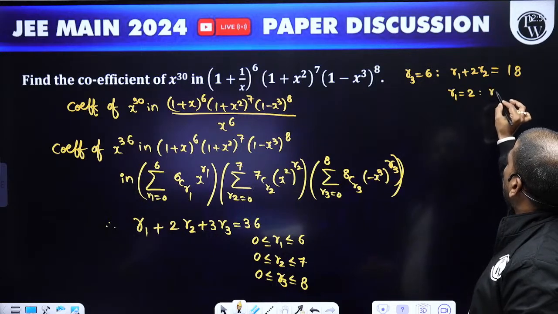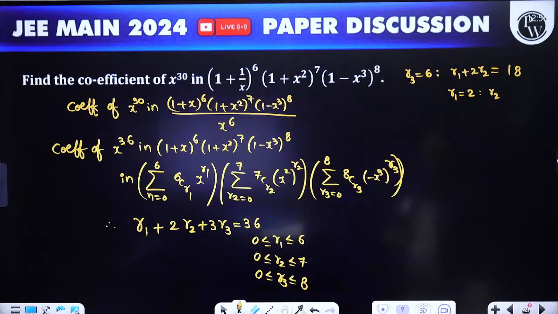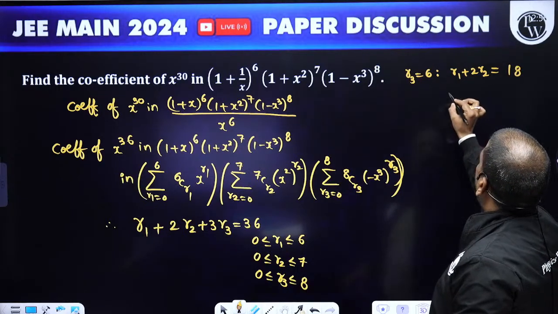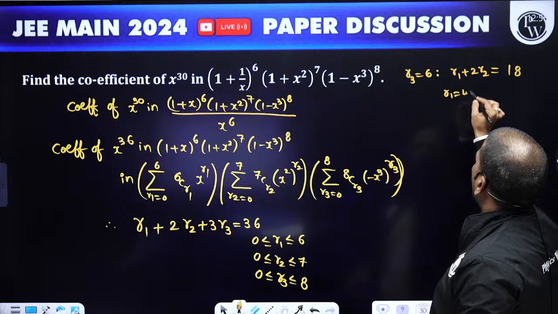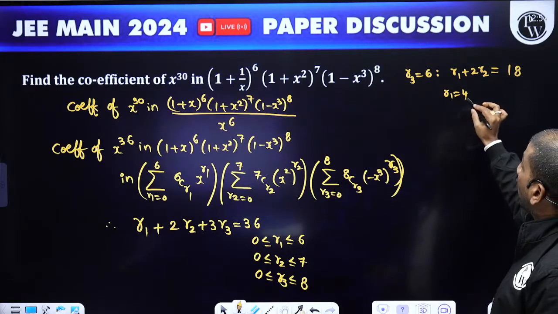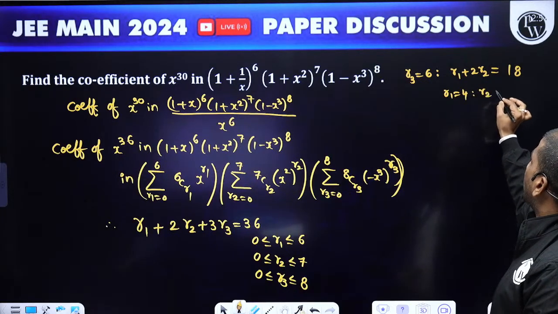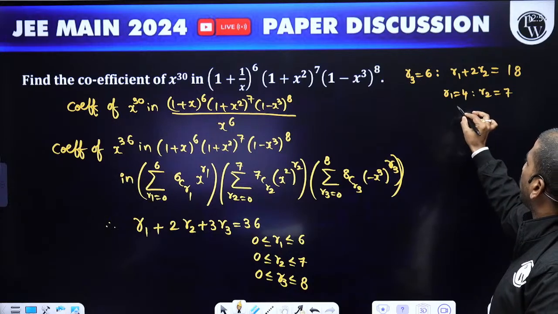Next R2. What is R2? Is it possible? R1 is equal to 2, 16, so R2 is 8. That is also not possible. R1 is 4. Anyhow, we can't take the odd integers, right? So it is not satisfied. R1 is equal to 4, so 14. Yes, R2 is equal to 7. So we got one possibility.